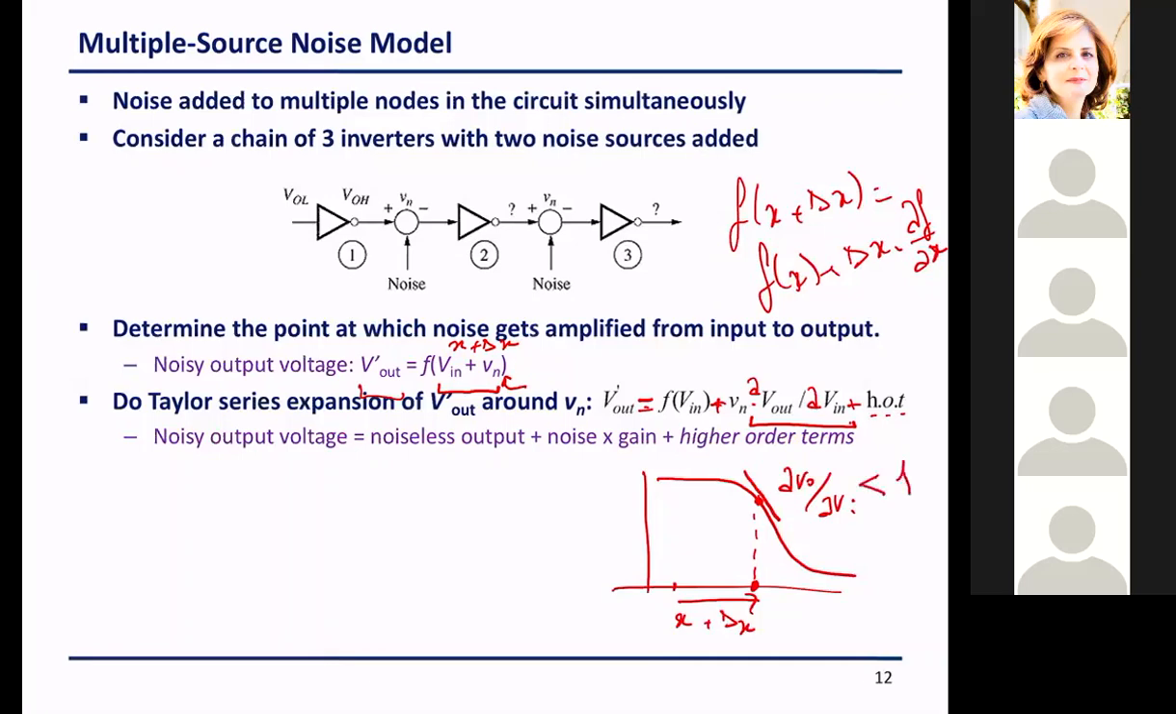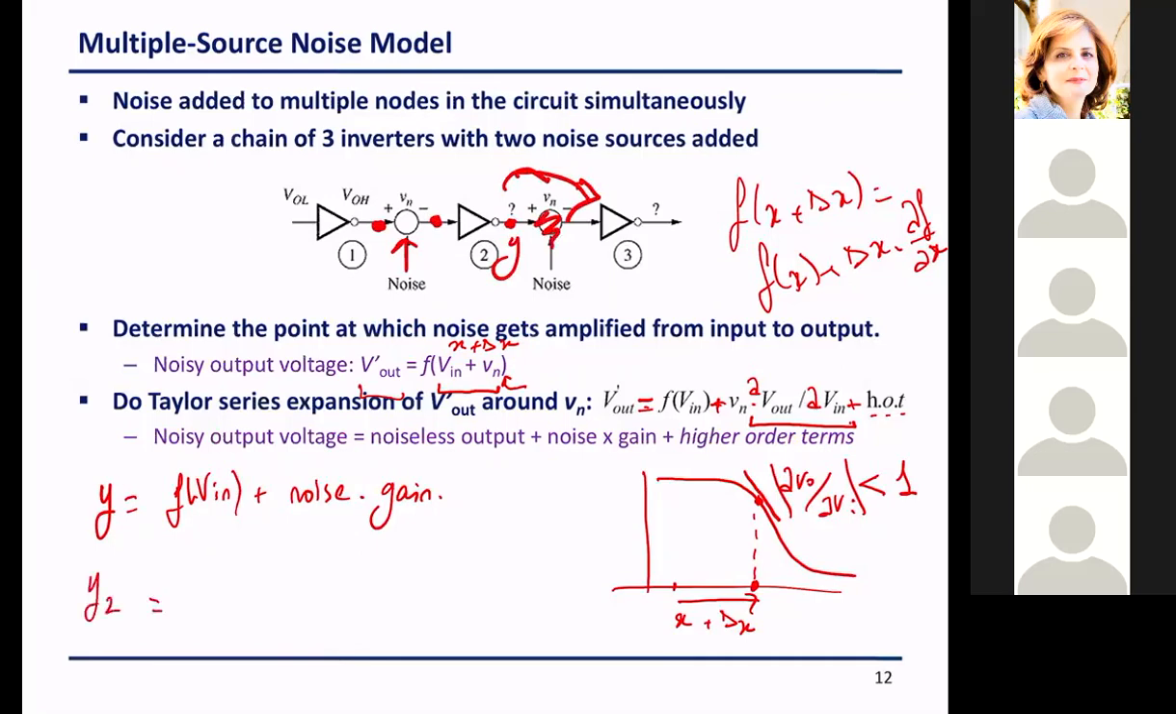But if this gain in absolute value is less than 1, what will happen? My y becomes f of Vn, plus the noise times the gain. And now my y at this stage is what? The y at this point. Okay, the noise came in here, and I got the y here. This will be the input to what? To the next stage, right? The output of one is the input to the other. Then we assume that y for stage 2 becomes a function of this input, right? And it has its own gain.